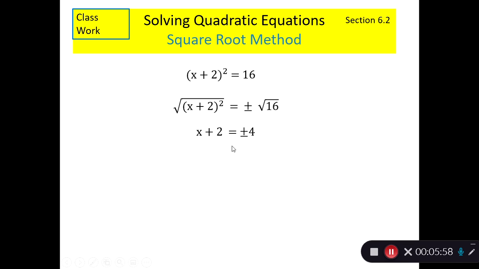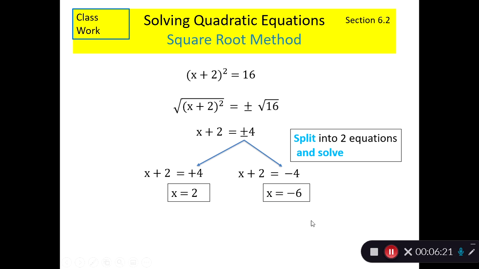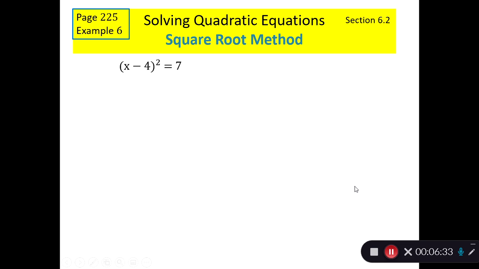Now we have to separate them out so we can solve each one. And we're going to have x plus 2 equals positive 4. And we're going to have x plus 2 equals negative 4. And we're going to solve each one. This is x here will equal 2, and x here will equal negative 6. So, just to review, you take the square root of both sides, square root, positive, negative, and then split them out and solve.